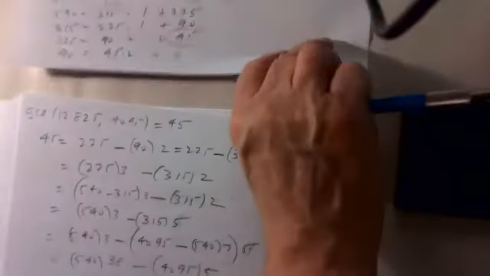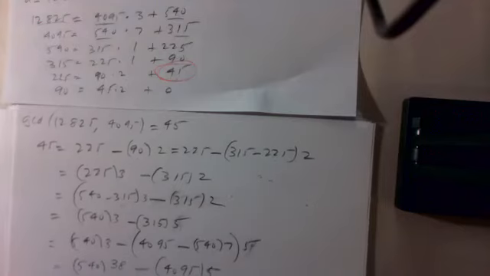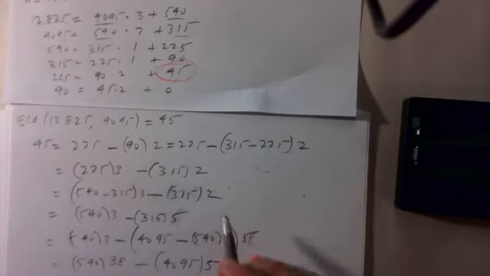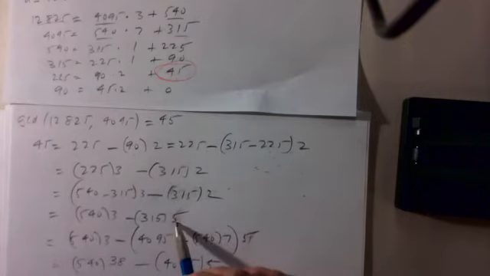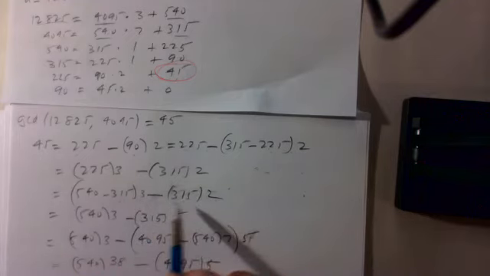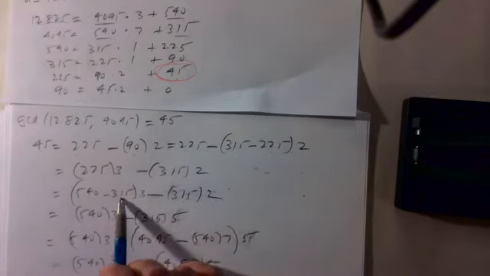Professor, when did 2 switch to 5 again? Is it 2 times 315 or 5 times 315? You're looking here? Yes. So here I have 2 times 315, and here I have 3 times 315, and 2 plus 3 is 5. Okay, thank you.